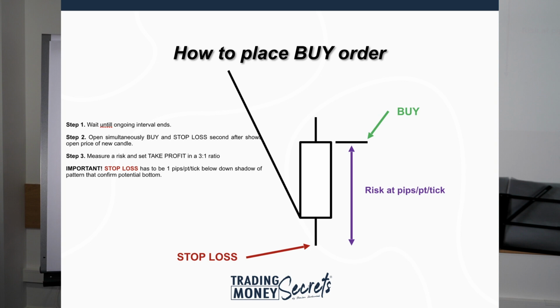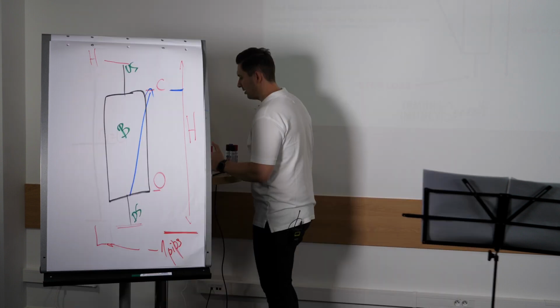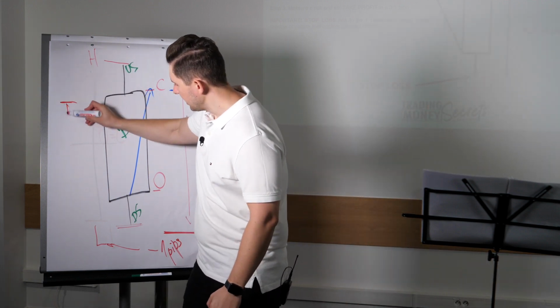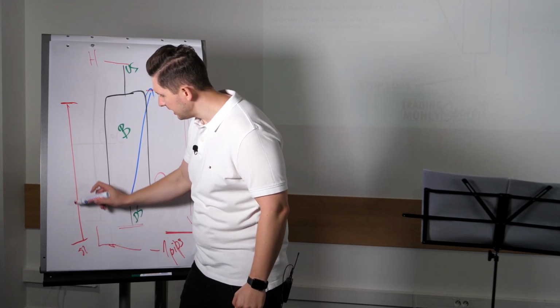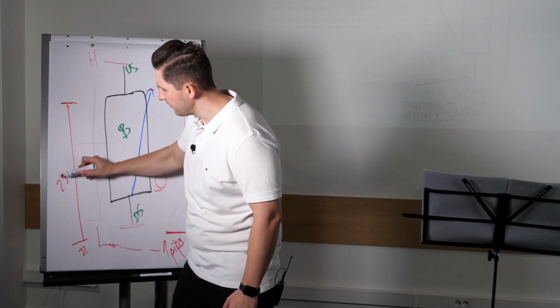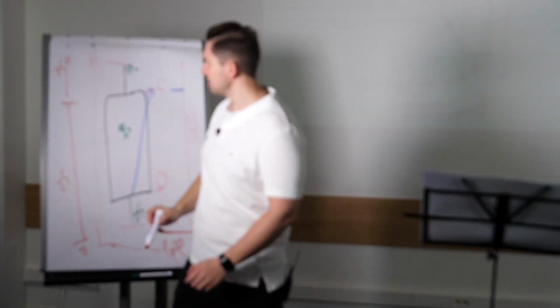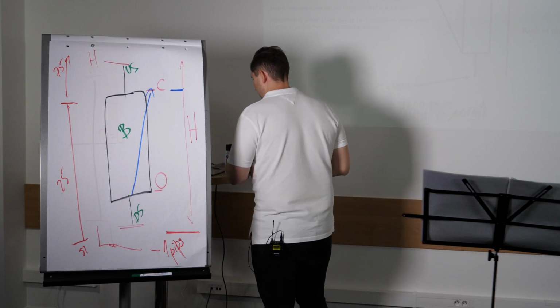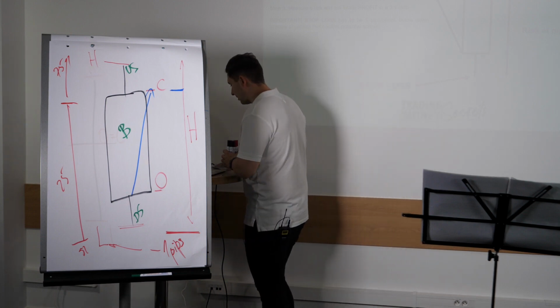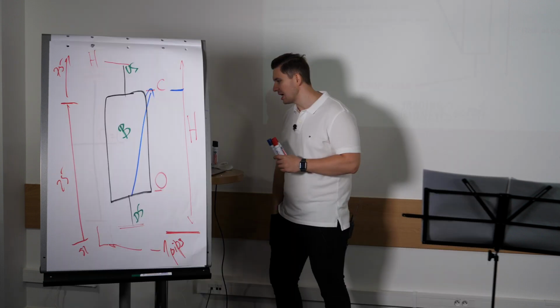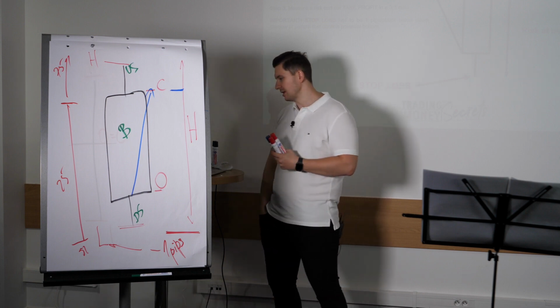Step number 3, measure your risk and set your take profit in the ratio 3:1. So when the distance between your close and the stop loss is, for example, 25 pips, your take profit will be set at the level of 75 pips profit. And an important thing is that your stop loss has to be 1 pip below the down shadow of the pattern that confirms a potential bottom.